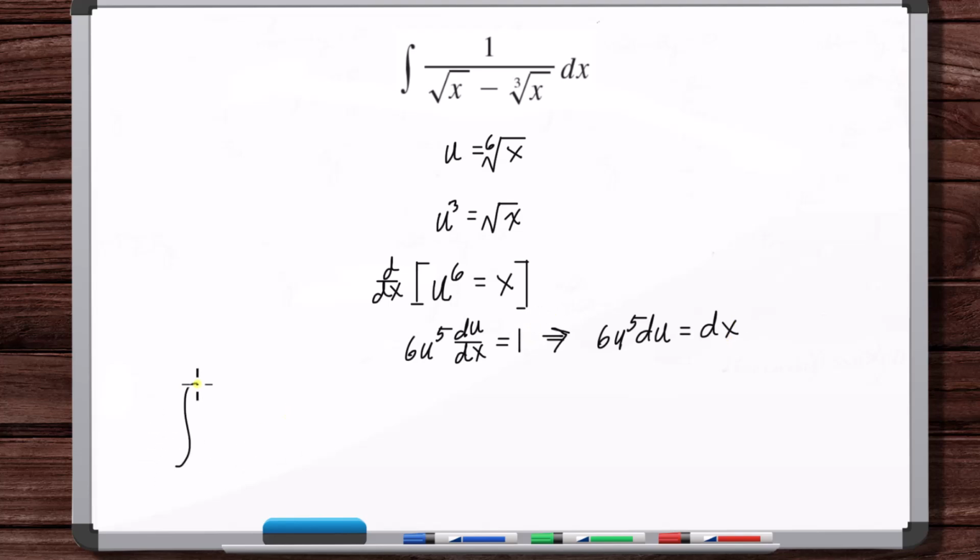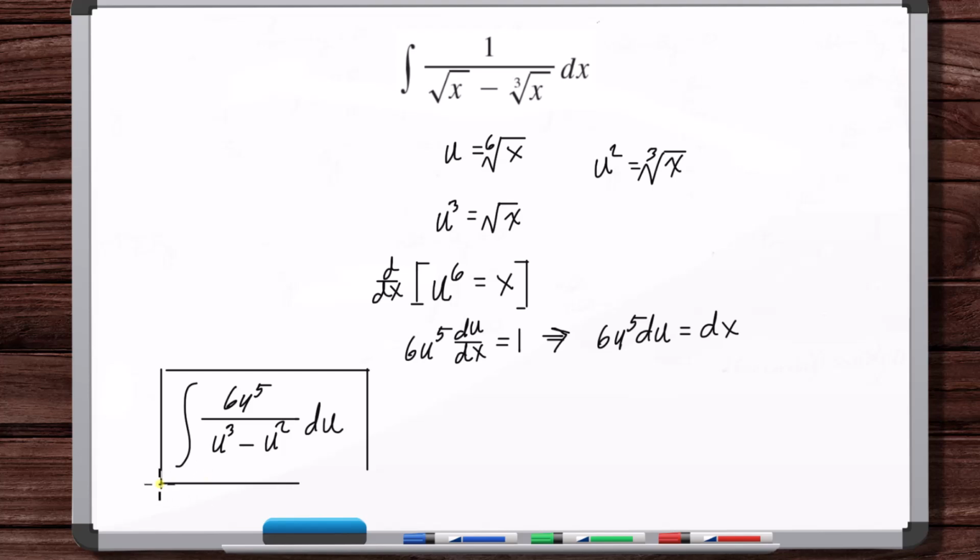All right, so u cubed, or wait, no. Okay, yeah, so then u squared is equal to the cube root of x. Right, yeah. So u cubed minus u squared, and then dx is 6u to the 5th. And that's it.